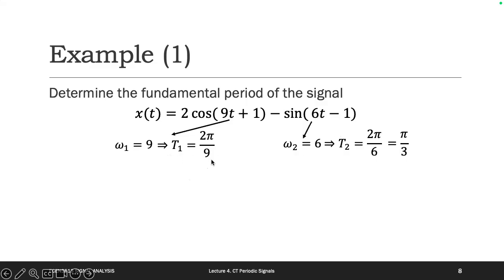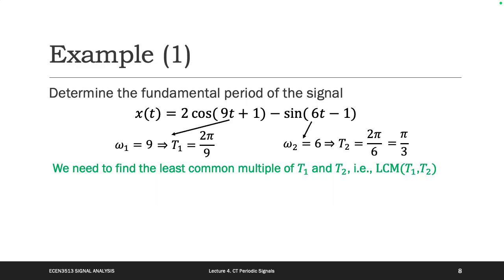So for now, we have this signal's period, and we have this signal's period. And how can we find the whole period? Then we need to find the least common multiple of T1 and T2, and it is just LCM(T1, T2). Have you ever heard this before? Because you have this period and you have this period, you should find the least common multiple. This period is the period for this one, and also the period for this one. That makes sense to you? Any questions so far?